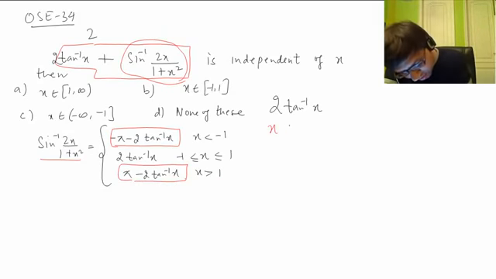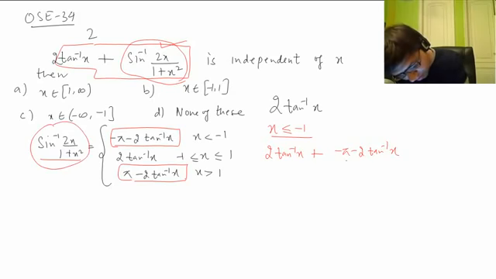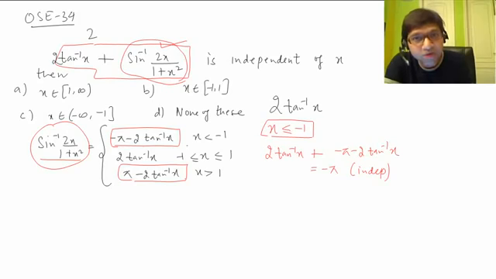So if I say interval x less than minus 1, or less than or equal to minus 1, that's okay. We have 2 tan inverse x, and from this side we have minus pi minus 2 tan inverse x. If I replace the value of this compound form of this sine inverse here, together you can see it is minus pi, independent of x. So it means for all those values which are on the left of minus 1, this expression is independent of x.